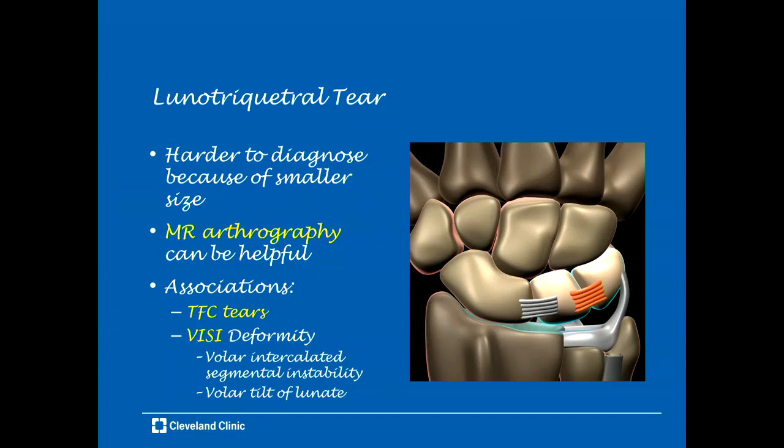Lunotriquetral tears are harder to diagnose than scapholunate tears, mainly due to the smaller size of the ligament. And MR arthrography can be especially helpful in trying to diagnose these tears. Lunotriquetral tears are often associated with triangular fibrocartilage tears and can also result in instability of the wrist, resulting in a VISI deformity, or volar intercalated segmental instability, where there's now volar tilt of the lunate.